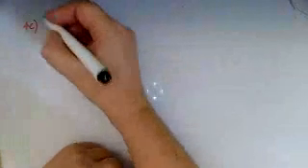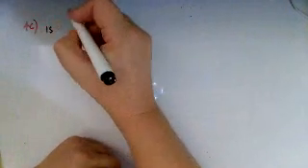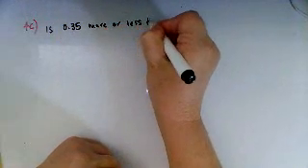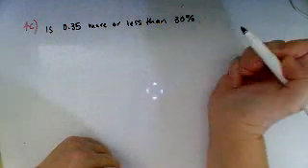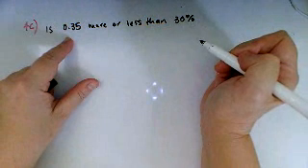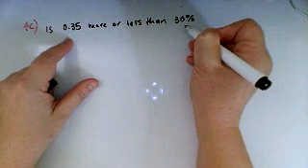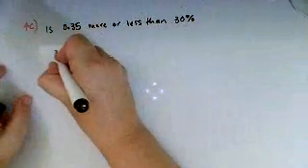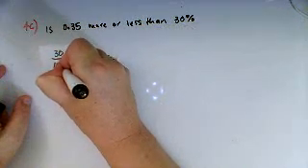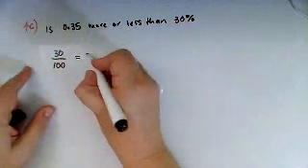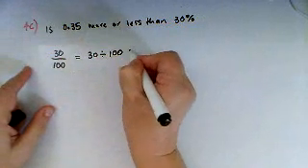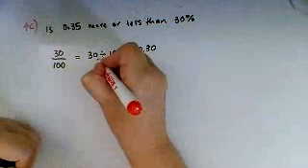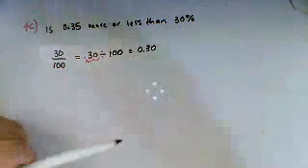Okay, so what we're actually asking here is, is 0.35 more or less than 30%? So we need to convert either the 0.35 to a percentage or the 30% to a decimal. So I am going to convert the 30% to a decimal. We know that 30% is the same as 30 divided by 100. So 30 over 100 is a fraction, which equals 30 divided by 100, which equals 0.30. So we just move that decimal point, divide by 10, divide by 100. So the decimal point gets moved to there.